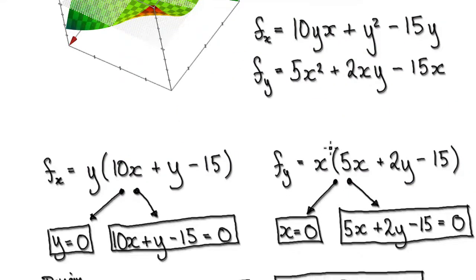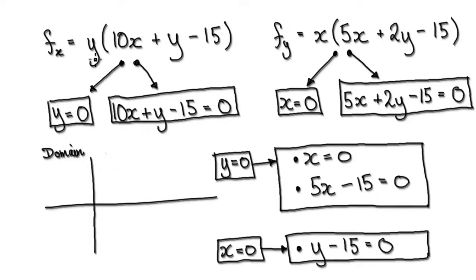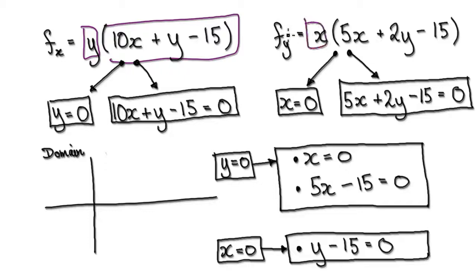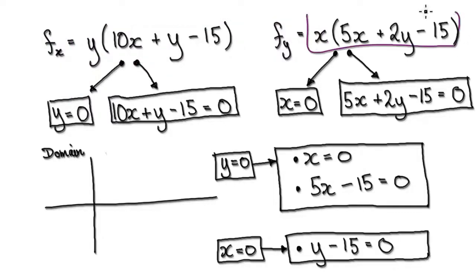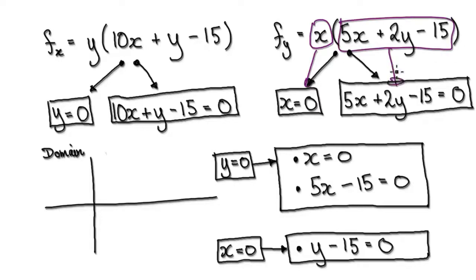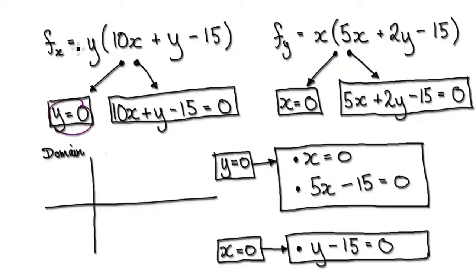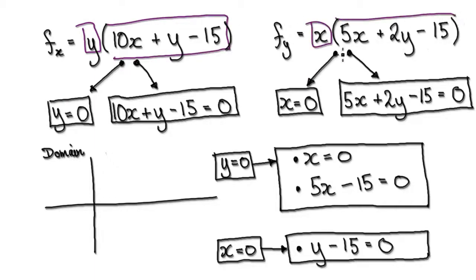So we want to find x and y such that this thing here equals 0 and this thing here equals 0. Well, we want this to be 0. So either this block is 0 or this block is 0. And then looking at this, we want either this to be 0 or this to be 0. So let's look at a case where y equals 0. So you've got 4 blocks here: 1, 2, 3, 4.